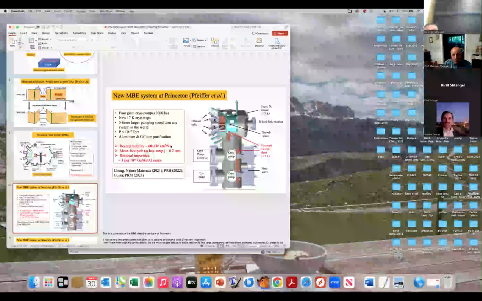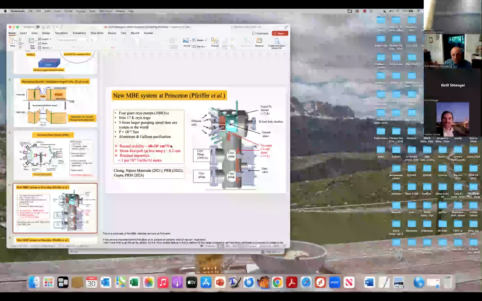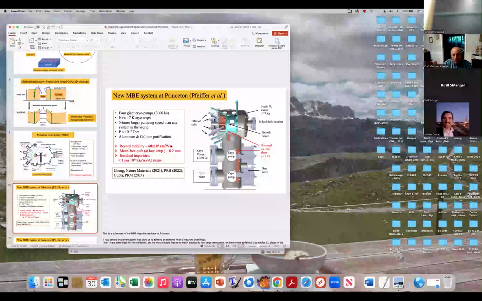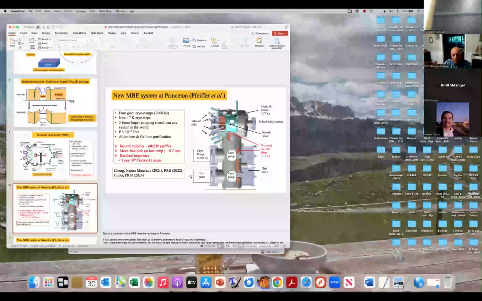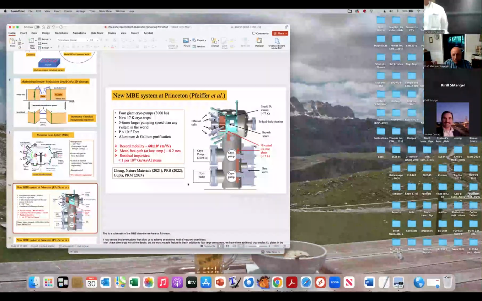Of course, that's just a number, mobility, and it's great to have a world-record mobility. The key thing is that the samples are really showing new phenomena, only from these subtle interactions. So I would say it's a combination of mobility and new phenomena that prove to us, at least, that these samples are of the best quality.